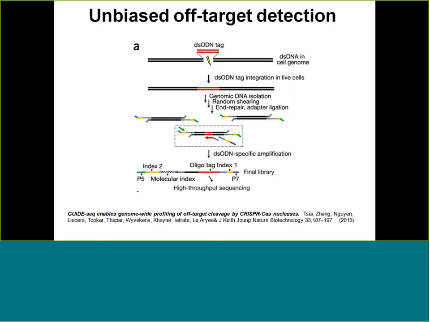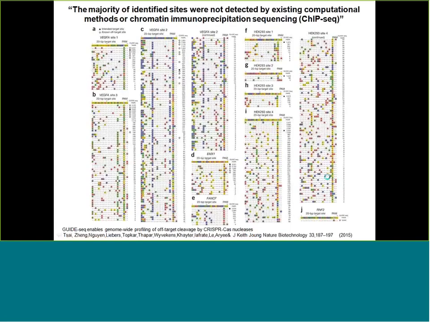And then by isolating the DNA and shearing it, and then using standard Illumina-based library preparation, you can sequence specifically at where that oligonucleotide has been incorporated, and this is essentially an unbiased sampling of the genome. So when they did this, the results were fairly surprising. And I have one quote from the paper that was published earlier this year: the majority of identified sites were not detected by existing computational methods.